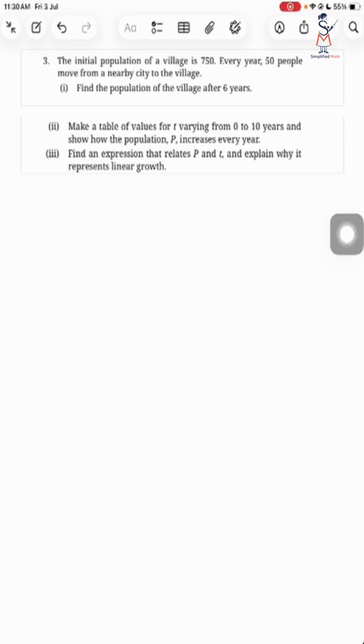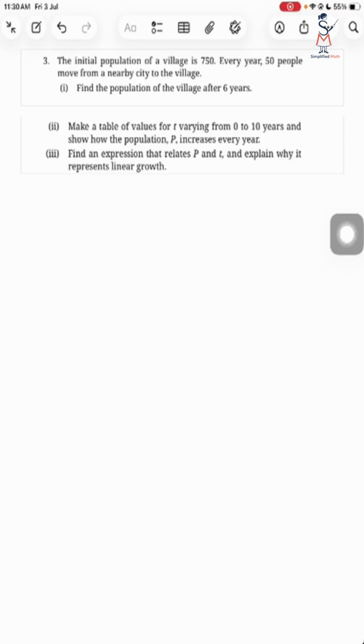Then we have to make a table between T and the population P and find an expression that relates P and T, and explain why it represents linear growth. So first we will find the population of the village after 6 years.